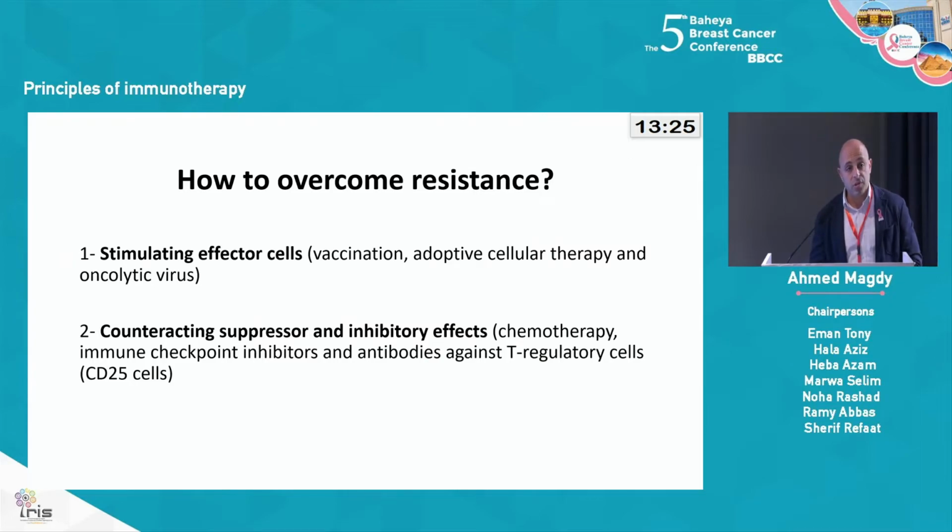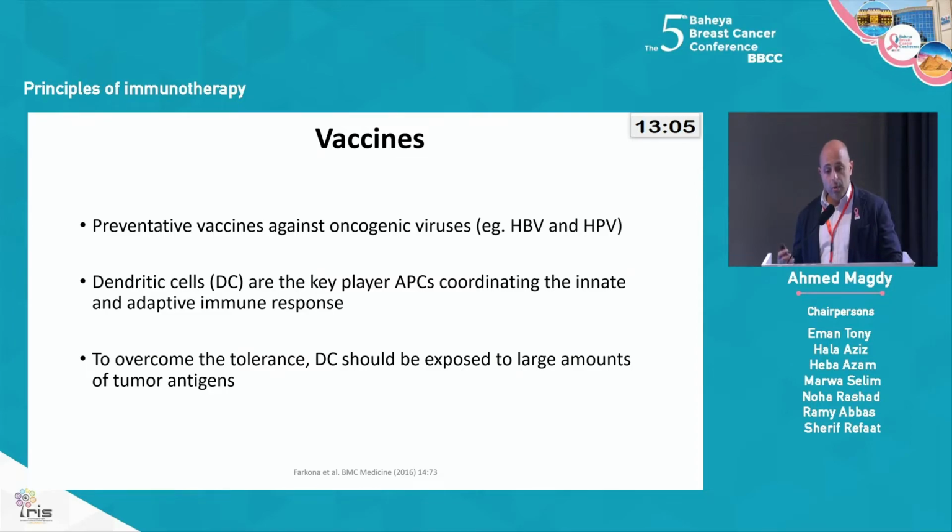How to overcome this resistance is whether you suppress the suppressing factors or you stimulate the stimulating effects. So it's either by vaccination, adoptive cell therapy, oncolytic virus, or the famous immune checkpoint inhibitors, which are gaining ground in oncology these days. What about the vaccines?